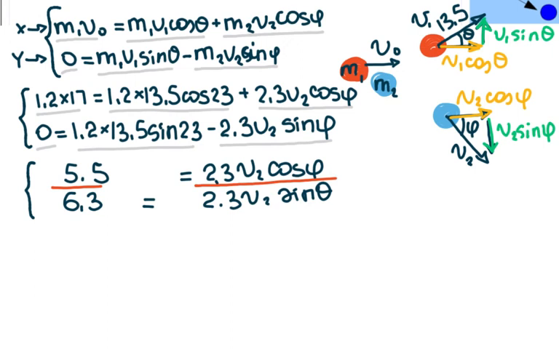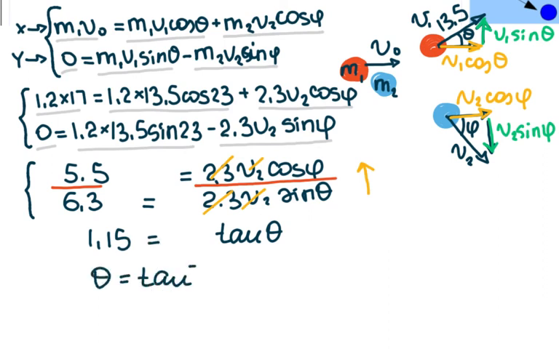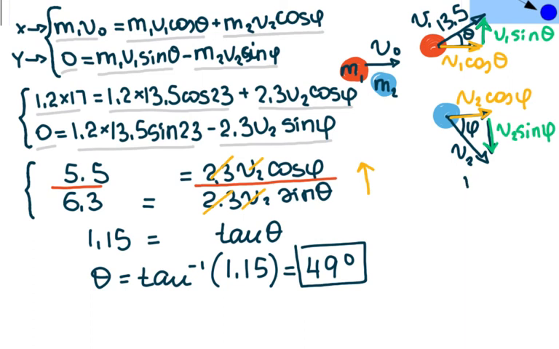So if I divide both sides by each other, 2.3 cancels, v2 cancels. And I'm going to divide this way, so I'm going to have tangent. Sine divided by cosine is going to give me tangent theta. And if I divide 6.3 by 5.5, I get 1.15. So I can find theta is equal to arctangent, or the inverse tangent in your calculator, of 1.15, and that is equal to 49 degrees. So I found what that phi is equal to. The angle phi now is going to be equal to 49 degrees.